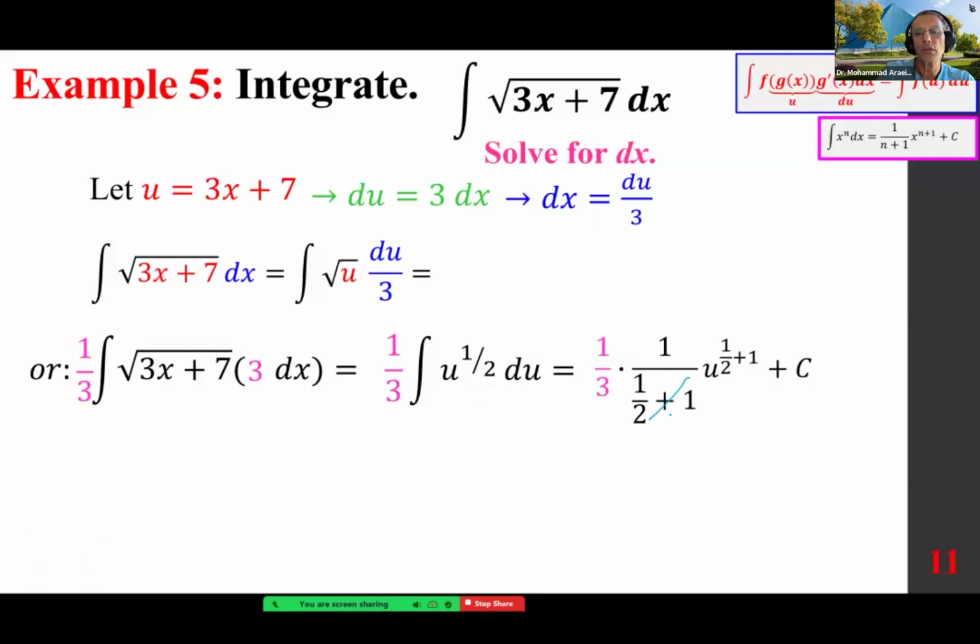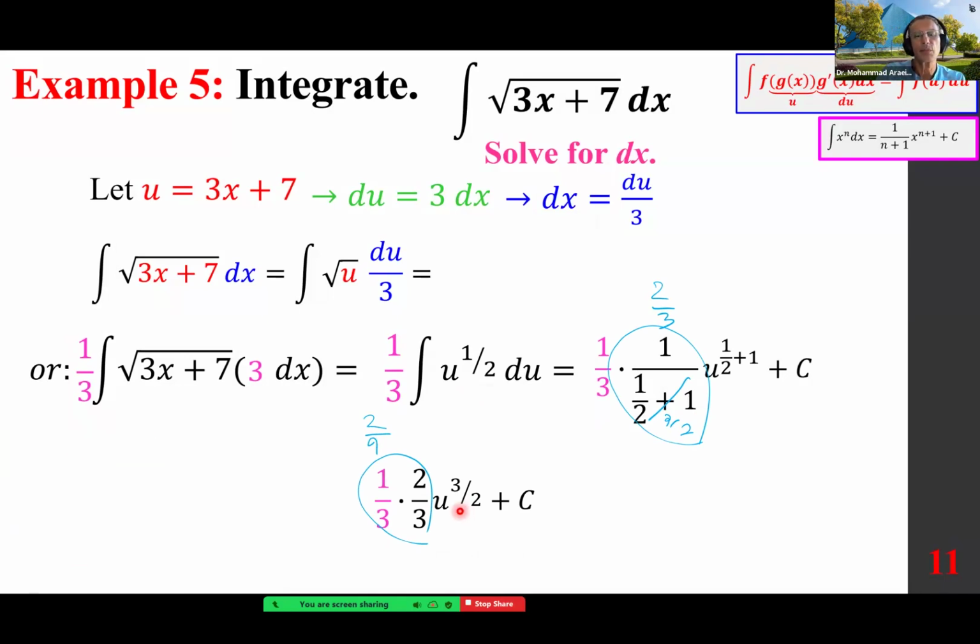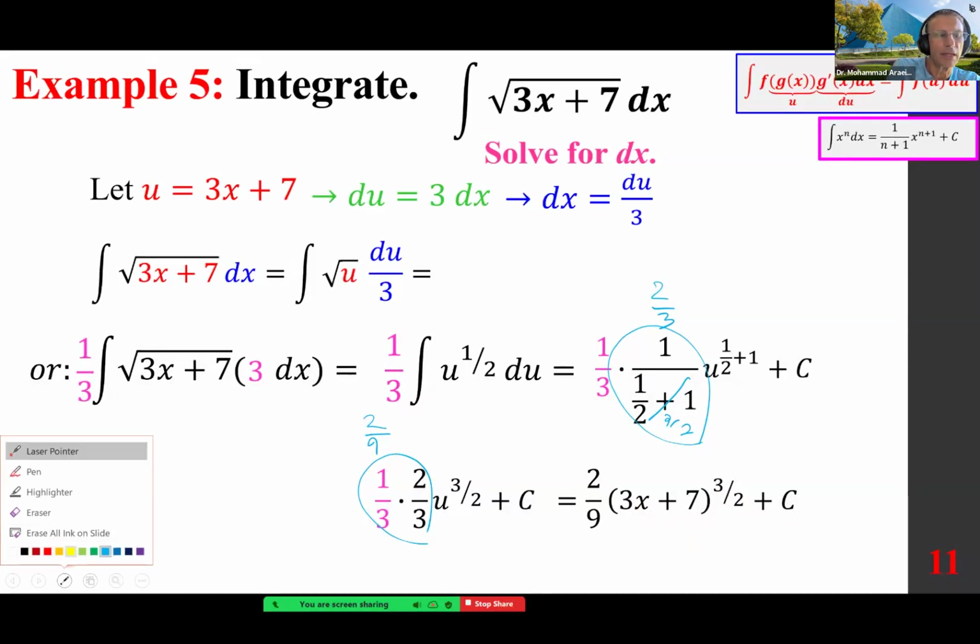1/2 plus 1 is 3/2. 1 over that is the reciprocal times 2/3, and the product is 2 over 9. Replace the u, and you get 2 over 9, parentheses 3x plus 7 to the power of 3/2 plus a constant. You can write it as a square root or not, so you could rewrite it in the following manner if you like.